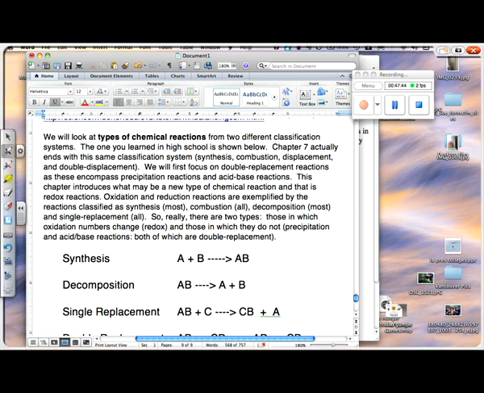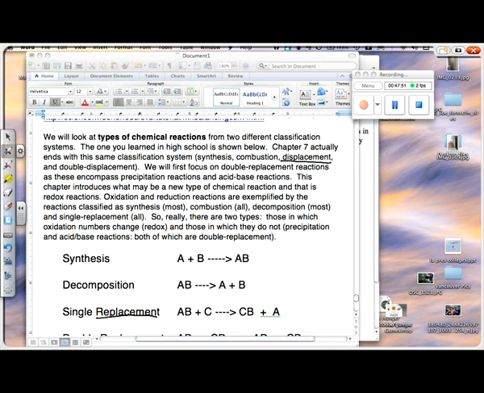Notice that I myself have interchangeably used the word displacement and replacement. Different books use different words, so I kind of use them both. We are going to focus on double replacement reactions first. In the next material, we're going to start with those, as these encompass precipitation reactions and acid-base reactions. So that's the first type of reaction that we are really going to focus on.